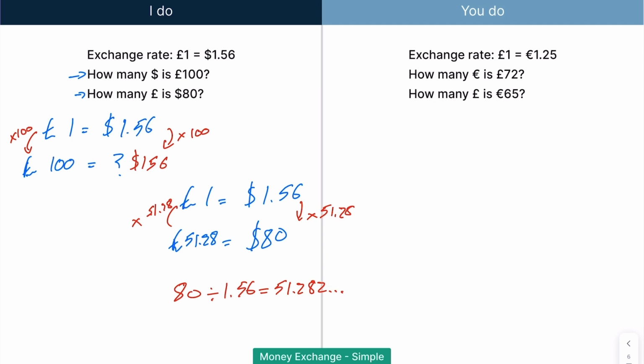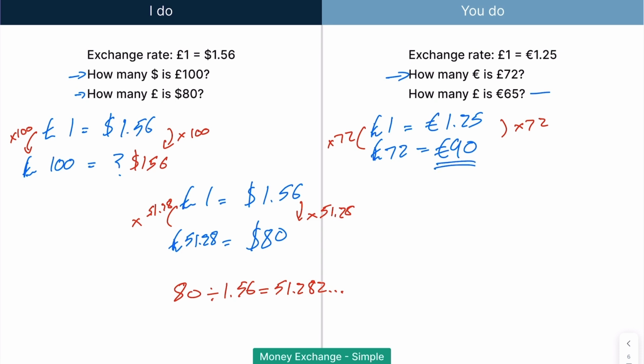So looking on the right, again, it's the exact same approach. You look at the exchange rate and you look at what you've been asked for. I hope that you have pressed pause and had a go at this. So this time we've been given euros. If I look at this one here, we have £72. So of course, to go from here to here, I've multiplied by 72. So I do the same thing here. I multiply this by 72. If you do 72 times 1.25, that gives you 90. So the answer here is 90 for that first question.